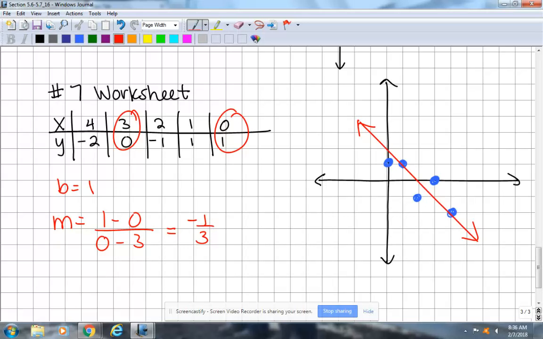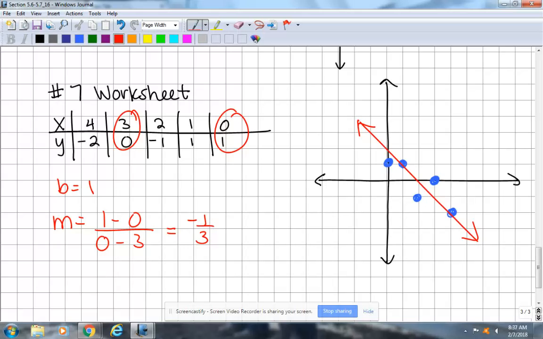Tell me their slope. Okay. Anybody else? Anybody else got a different one? Okay, those are all relatively close to each other.